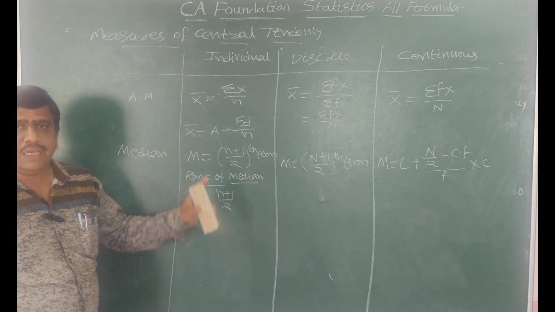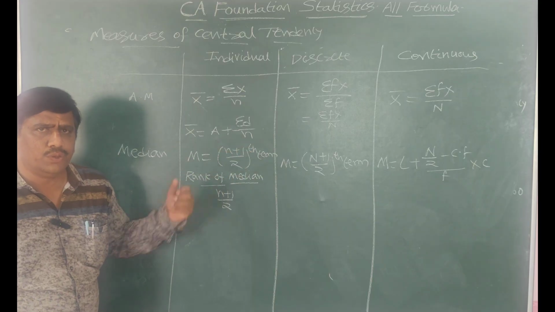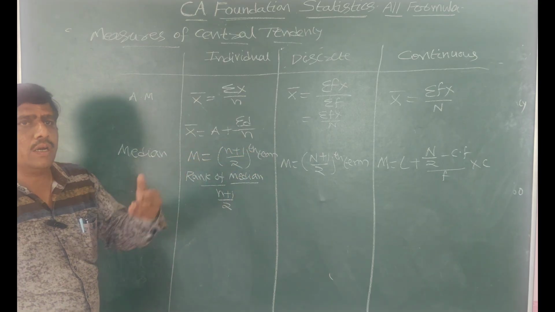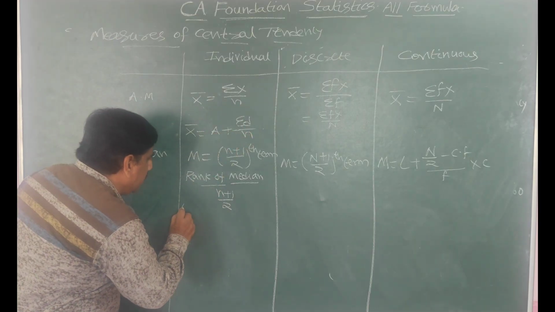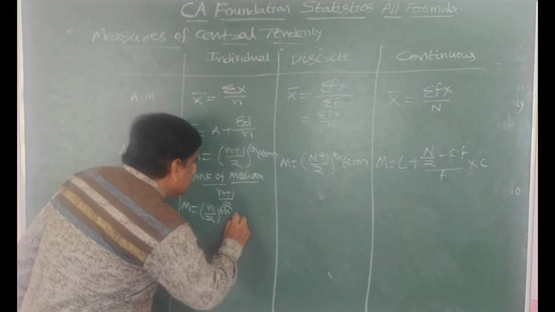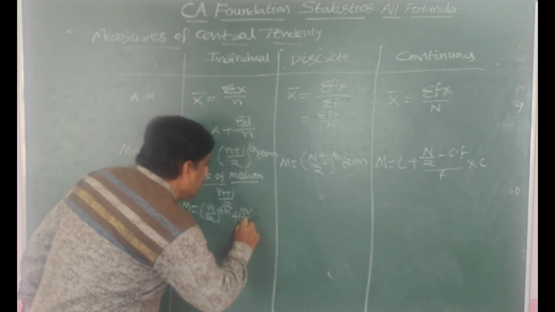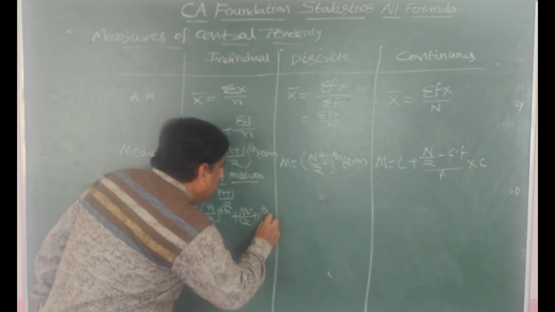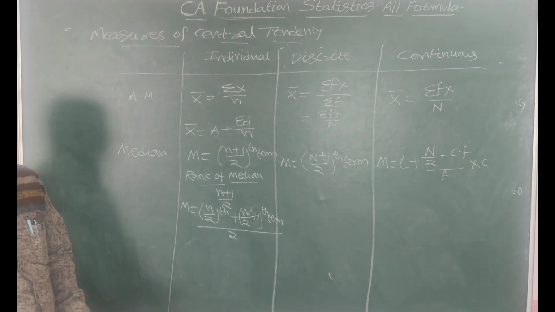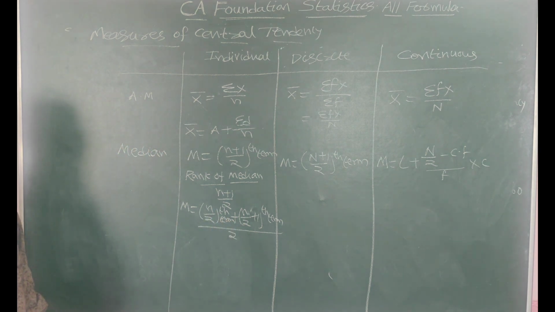Sometimes, for the median in the case of individual series with an odd number of observations, we use the formula (n plus 1) by 2th term. For an even number of observations, the median formula is the n by 2th term plus the (n by 2 plus 1)th term, divided by 2.